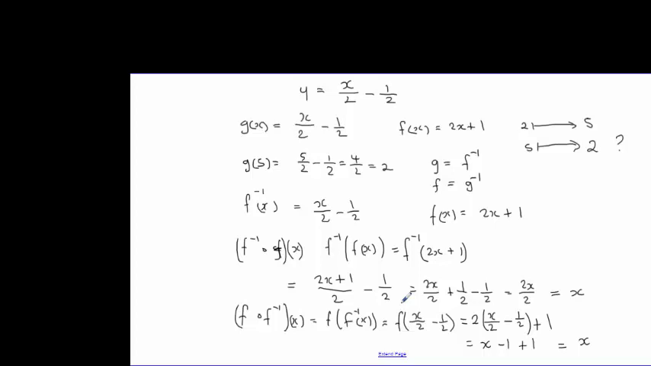So whenever I say check whether these two functions are inverses, you've got to compose them. If they give you identity, this is a function ID of x. What does it do? It simply gives you x back.